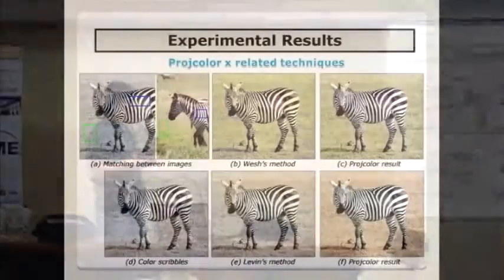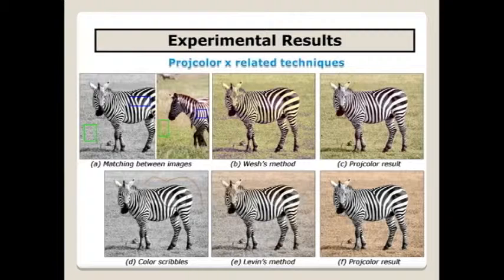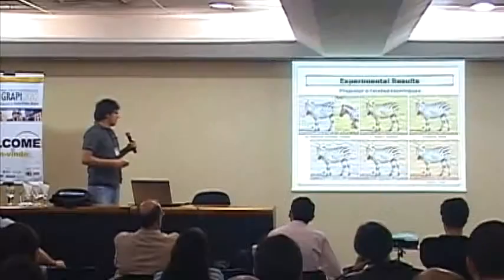The same case is with this image, where, doing the match, this is our result, the projected color result, and this is the result of the other method. In this case, it is the Levin method.